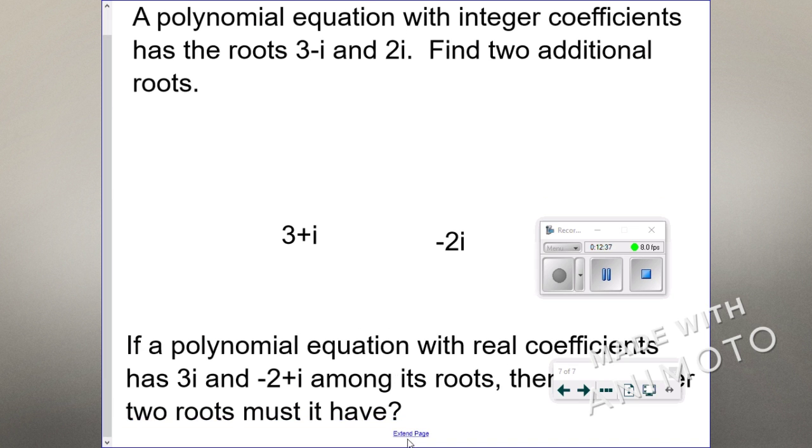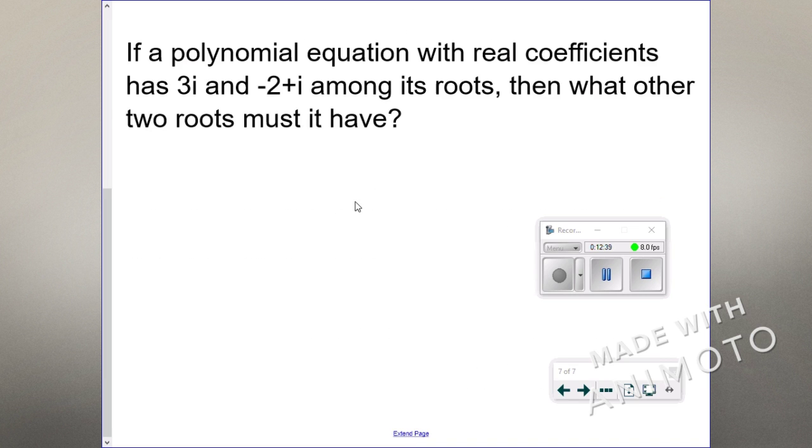Go ahead, pause the video, and attempt this last one. Hopefully you've already paused it, because your answer should be negative 3i and then negative 2 minus i, because those are the conjugates. Therefore, those would be your solutions. And that's it.